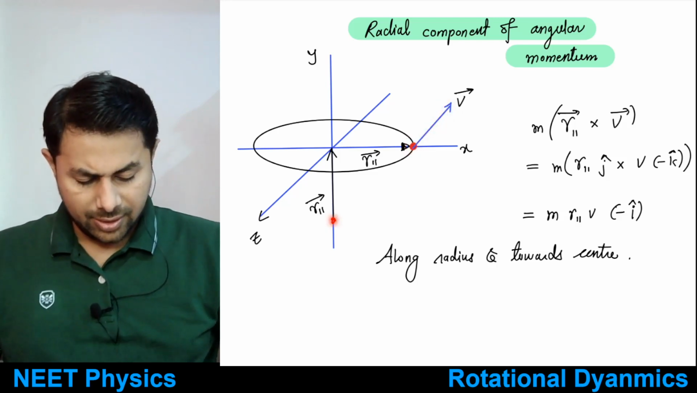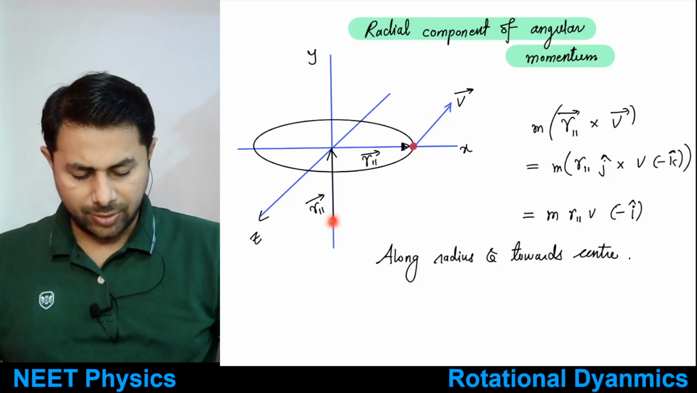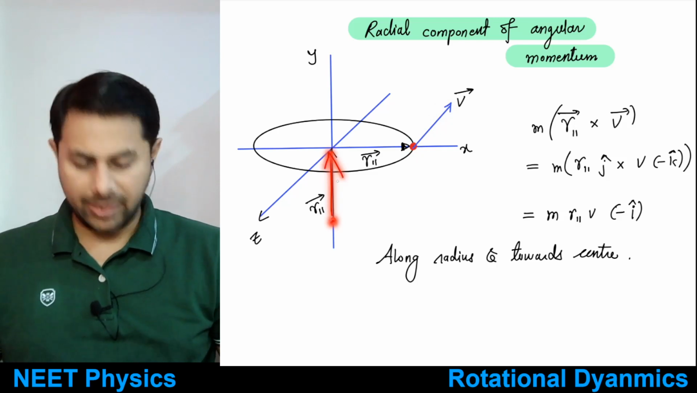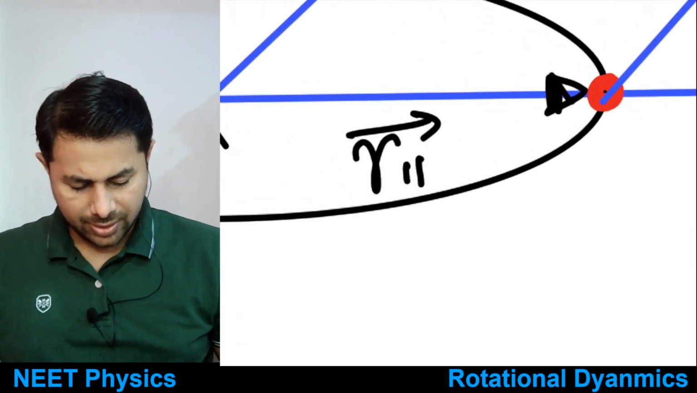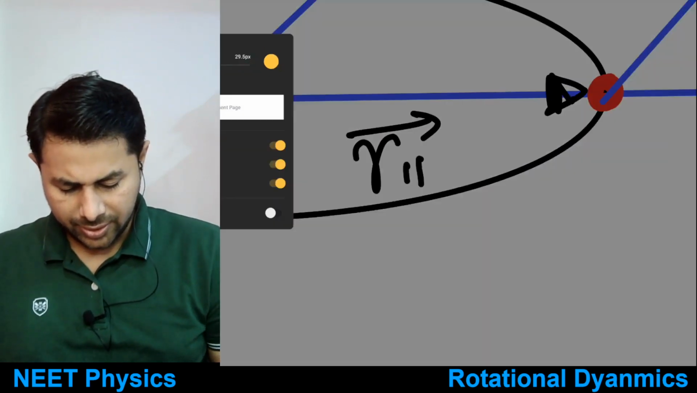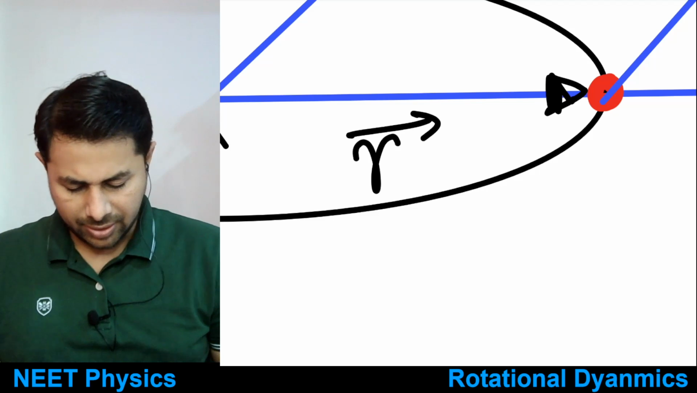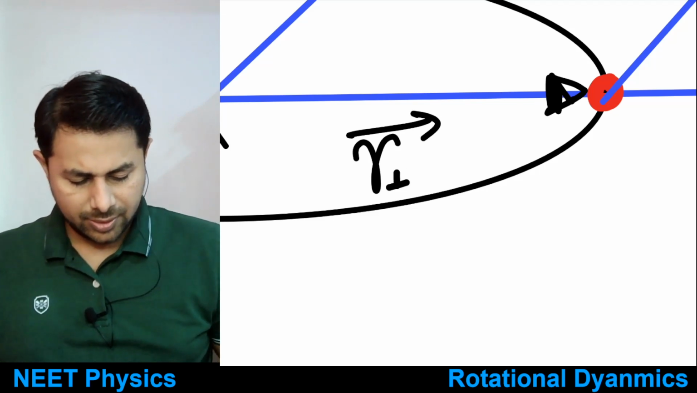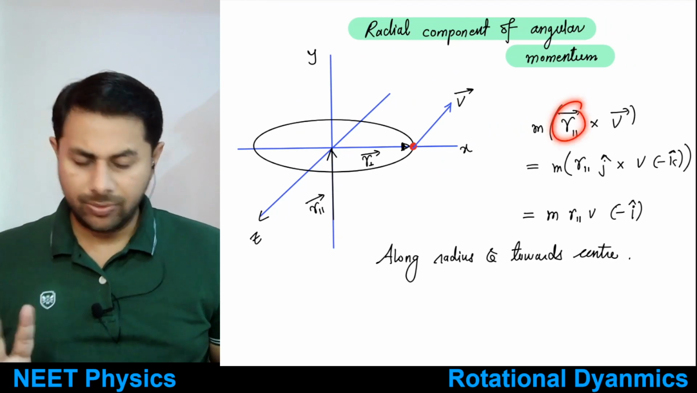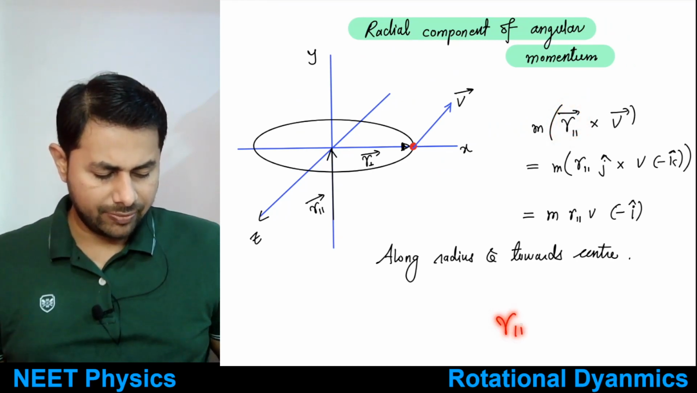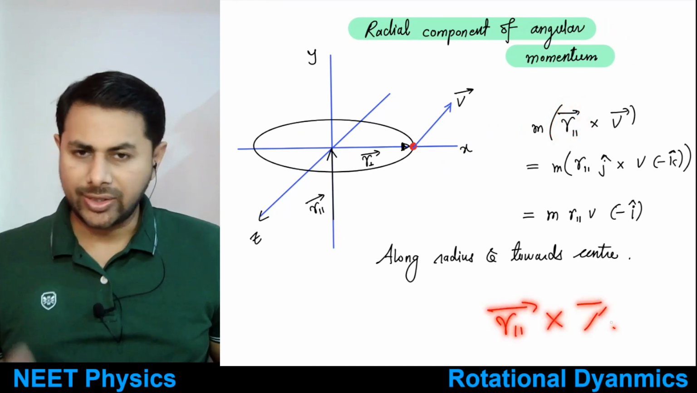So then this was our origin. From this point, we had drawn this vector. This is r parallel bar and this one was r perpendicular bar. And then what do you want? You want to find out what is r parallel cross v bar, what's that direction?